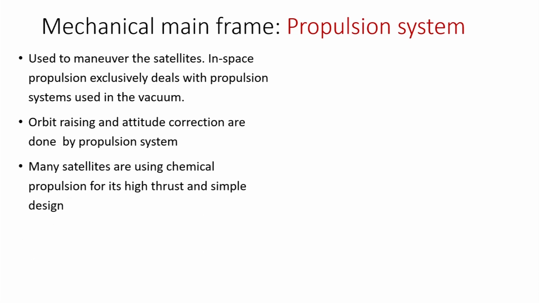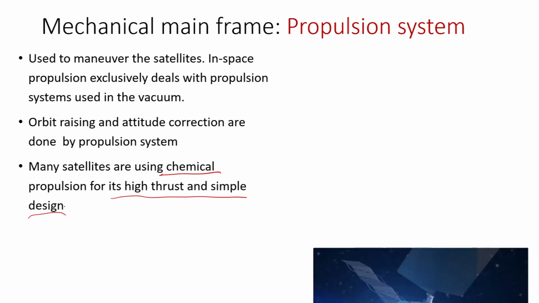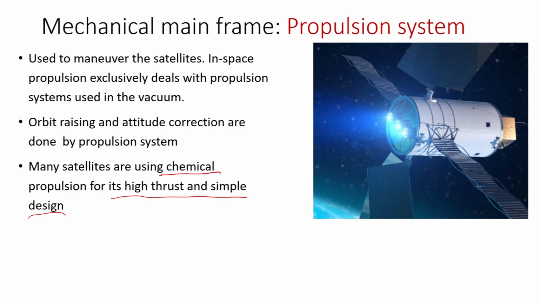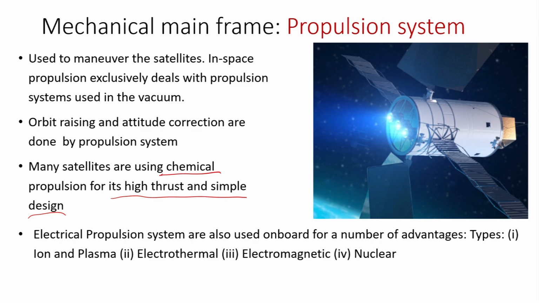Many satellites are using chemical propulsion, which can give you a high thrust and simple design. Of course, this cartoon shows how the onboard propulsion is used to accomplish various functions, like, as I said, the maneuvering of the satellites, or attitude control or orbit control. There are also electrical propulsion systems, onboard electrical propulsion systems are also coming up, and those give you much more reliability and longer lives. Okay.